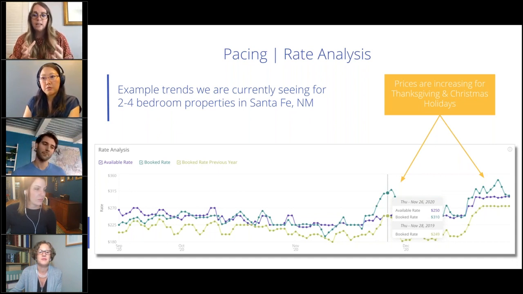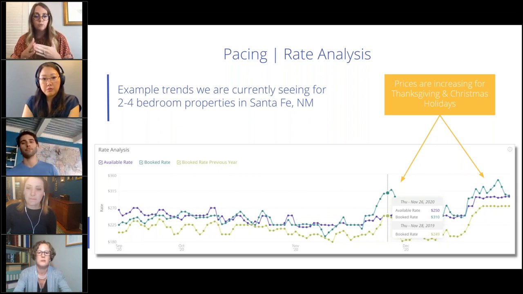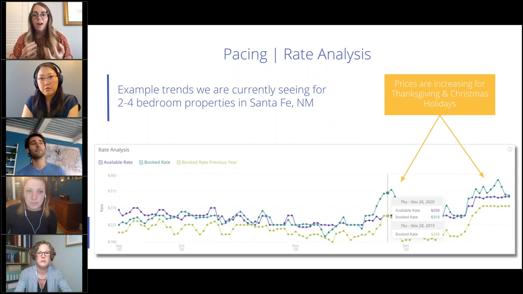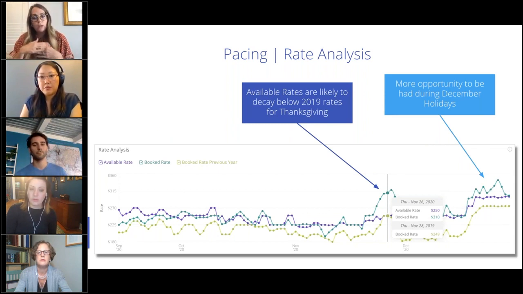One of the really interesting things here for this example where we start to look at rates is we can see the dark green line, which is the booked rate for this year. We're seeing increases in prices for the Thanksgiving and Christmas holidays. But when you start to dig into it a little more, you can see that the available rates for Thanksgiving are pretty close to what the booked rates were for last year. So there's not really much room for that price to decay over the next few months.